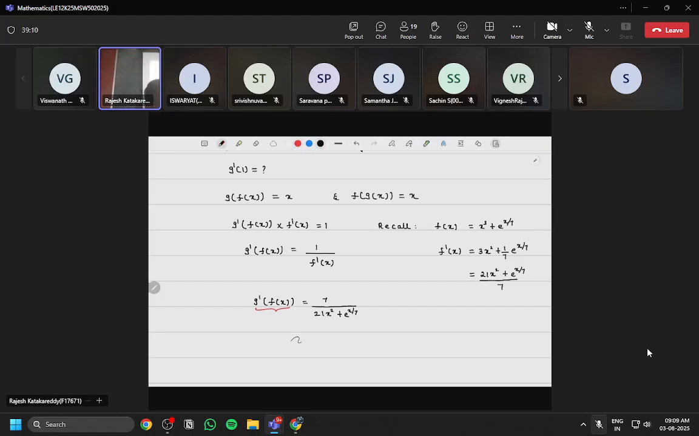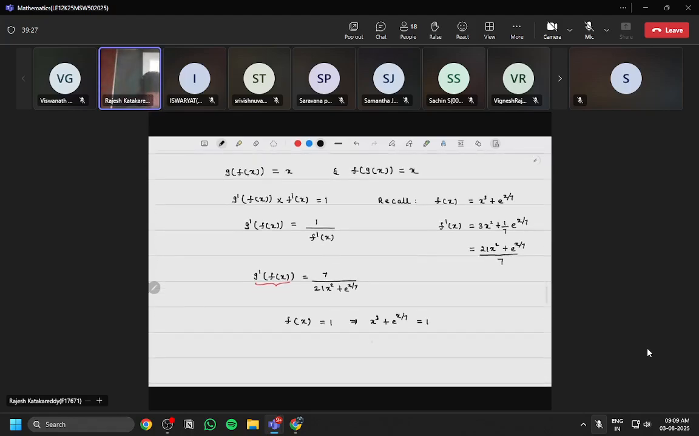So equating f of x is equal to 1. Do you understand this? Now I can say this is (x cube plus e to the power x) by 7 is equal to 1. That's all.